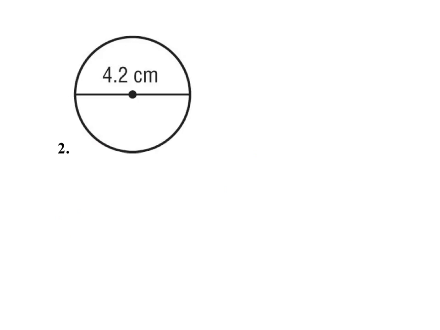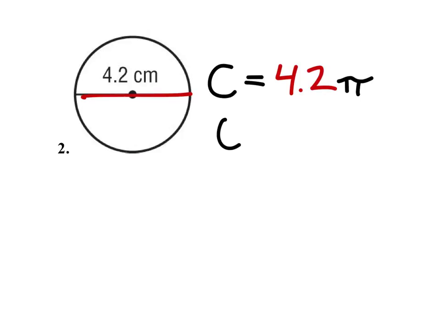Alright, so number 2 is going to work the same way. They did give us the diameter, so we have the circumference equals the diameter, 4.2, multiplied by pi. So in my calculator, when I multiply those two, it gave me 13.19 and some change, so I'm going to round to 13.2 centimeters.